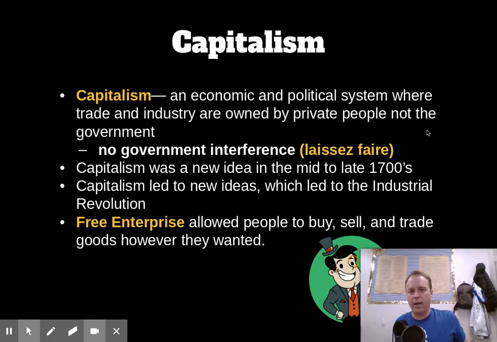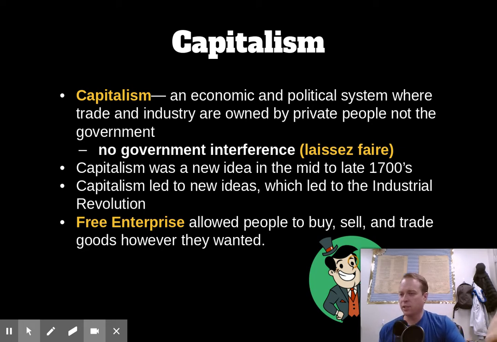an economic and political system where trade and industry are owned by private people, not by the government. So that's the definition you're going to write down. Capitalism is an economic and political system where trade and industry are owned by private people, not by the government.